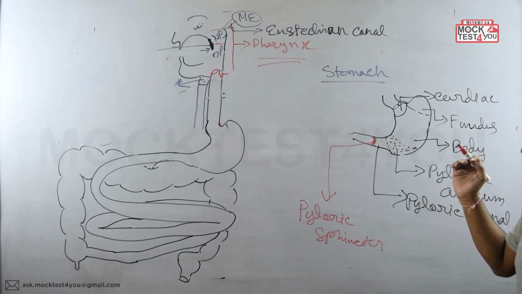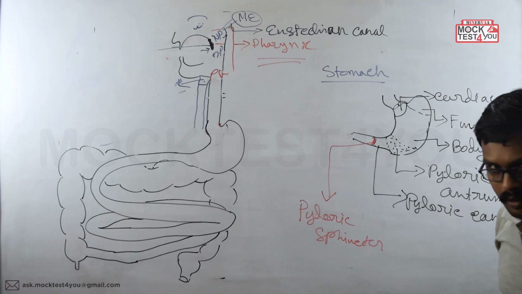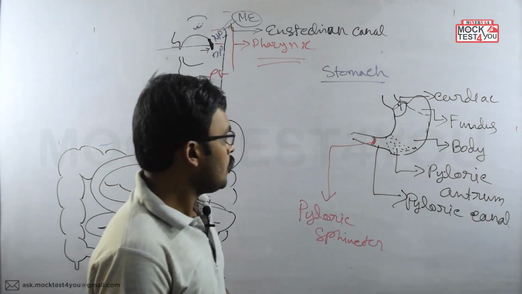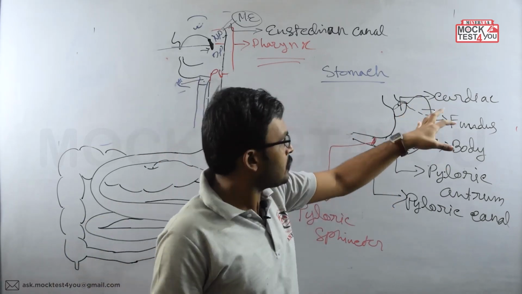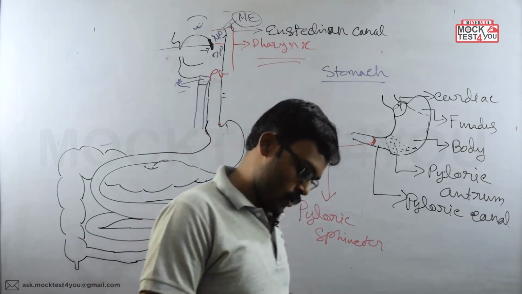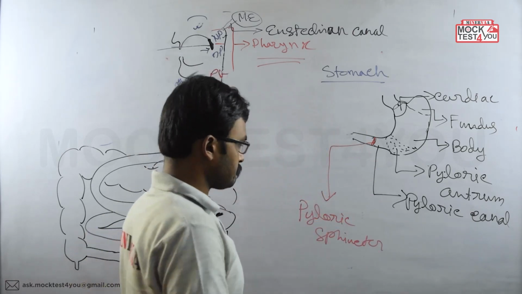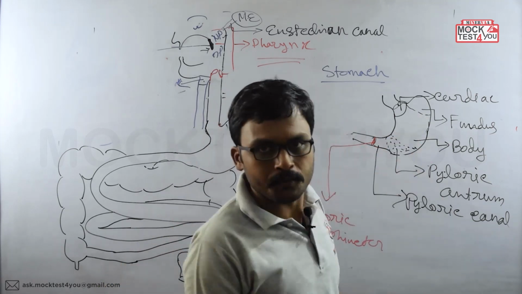Okay, next we have to learn about the histology of it. We have seen the 4 different areas present inside the stomach. Now we have to learn about the inner histology, the inner wall structure of the stomach.